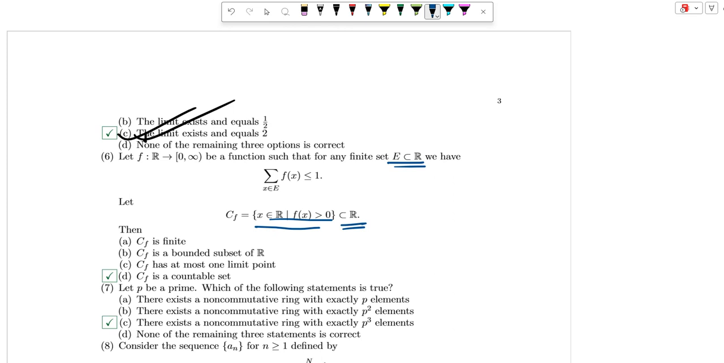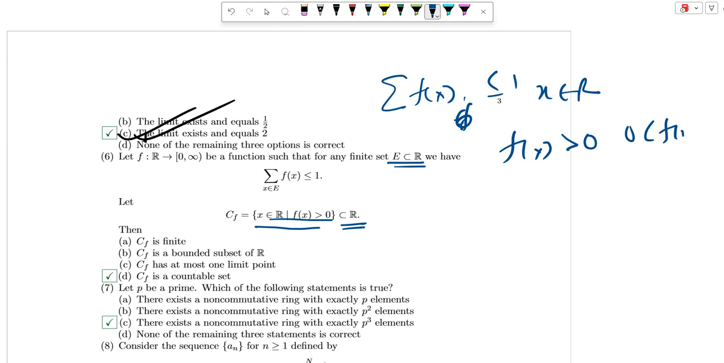Okay, so here in this case, we can work on the following reasoning. Since the summation of f of x is bounded by 1 for any finite set E, it seems that f of x cannot be greater than 1. So this has to be less than or equal to 1 for any x belonging to R. Second, f of x greater than 0: if 0 is less than f of x less than or equal to 1, then the set of real numbers between 0 and 1 is uncountable.